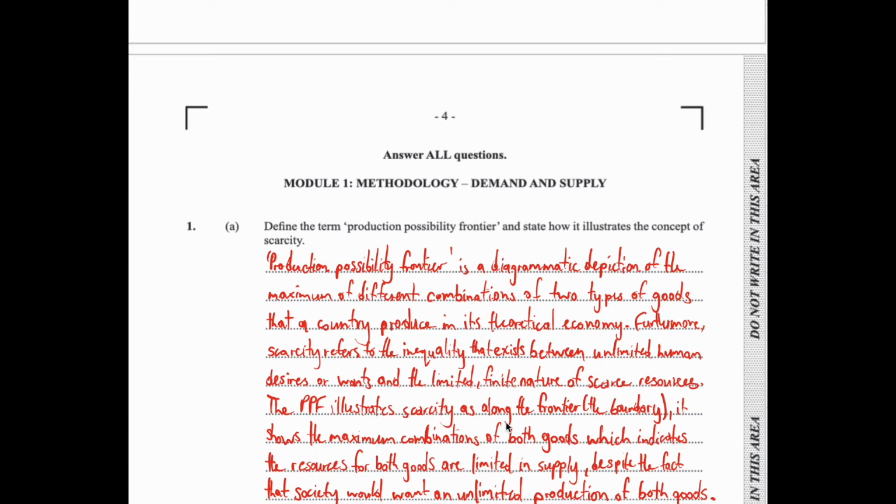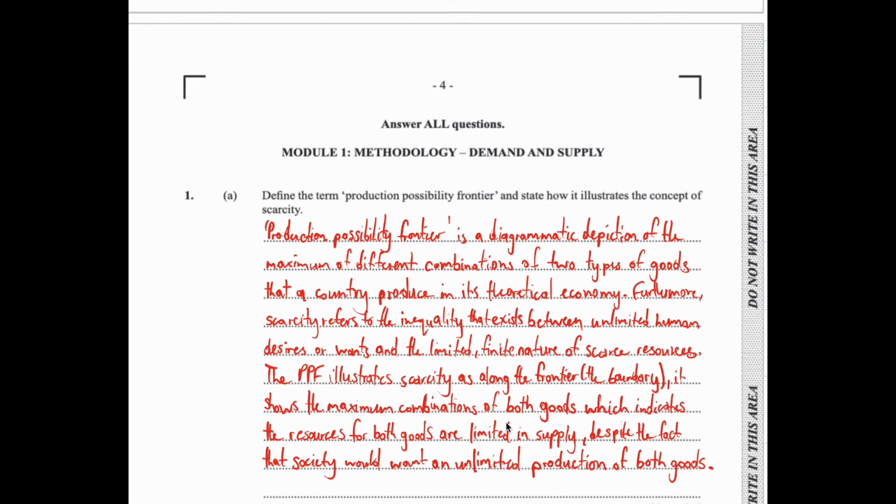So, production possibility frontier is a diagrammatic depiction of the maximum of different combinations of two types of goods that a country produces in its theoretical economy. Furthermore, scarcity refers to the inequality that exists between unlimited human desires or wants and the limited, finite nature of scarce resources. The PPF illustrates scarcity as along the frontier boundary.